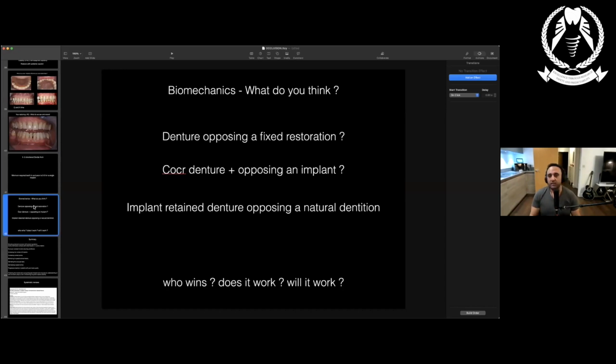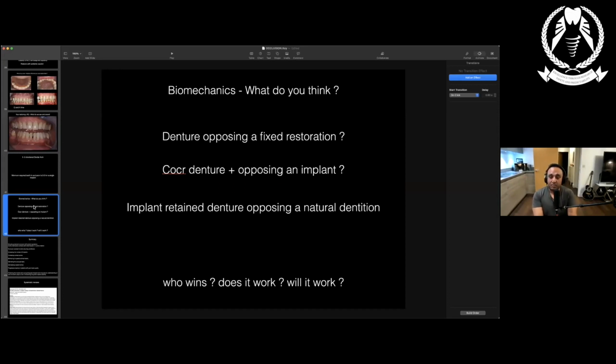You've got to think about things like biomechanics, a denture opposing fixed restoration, a cobalt chrome denture opposing an implant. Is that going to work? Is your implant going to break that denture? Often you do a lower anterior 2 to 2 bridge on implants. They've got an upper acrylic. They're going to break their acrylic. Your implant's stronger. Implant retained denture opposing a natural dentition.